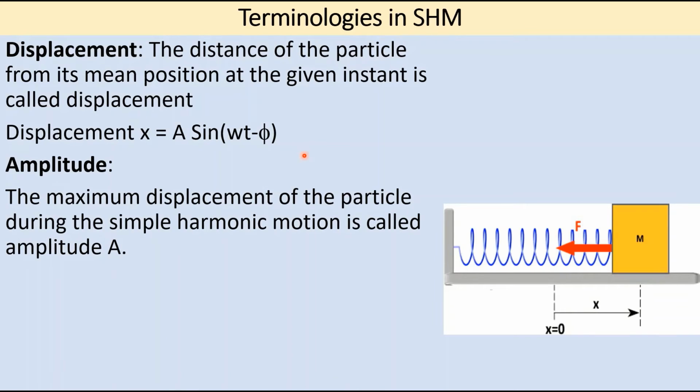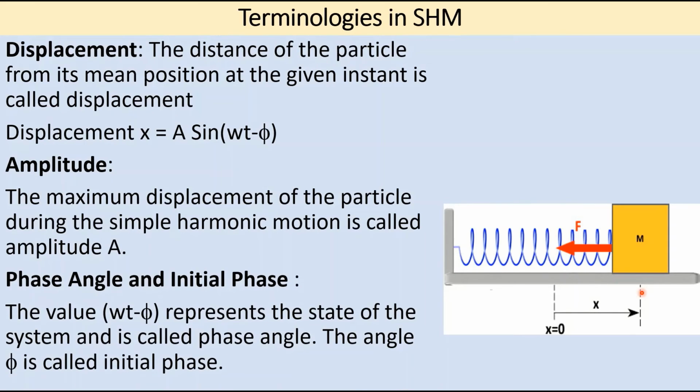Next, the amplitude. The maximum displacement of the particle during the simple harmonic motion is called amplitude. So if the particle comes to this particular point here, that is the maximum displacement from the mean position, then this is nothing but the A. So at the extreme position here, x is equal to A. The maximum displacement is equal to the amplitude.